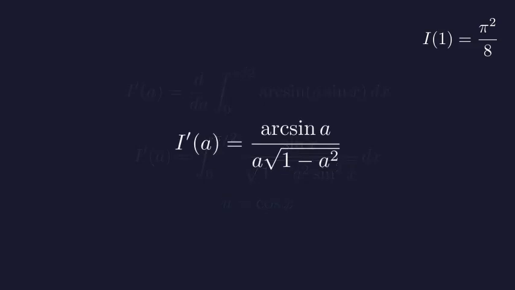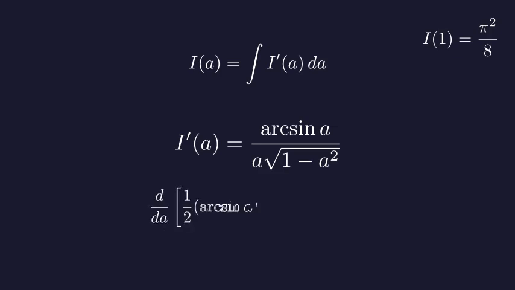It evaluates to a clean, simple function, the arcsine of a divided by a times the square root of 1 minus a squared. Now we have an expression for the derivative of our integral, I prime of a. To get back to I of a, we integrate this result with respect to a. If you look closely at that derivative, you might recognize it. It is exactly the derivative of 1/2 times the arcsine of a squared.